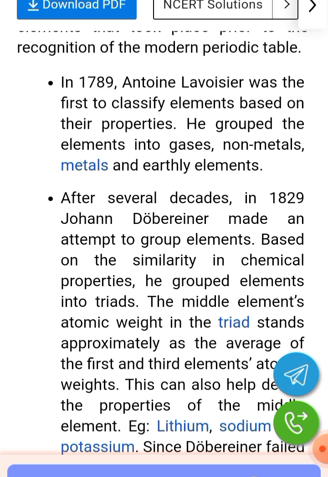So you can see somebody first of all worked, he picked some elements, he grouped them. So these ones are called metals. These other ones are called non-metals. These ones are called earthly elements. So that's Lavoisier that did that. So take note of that.